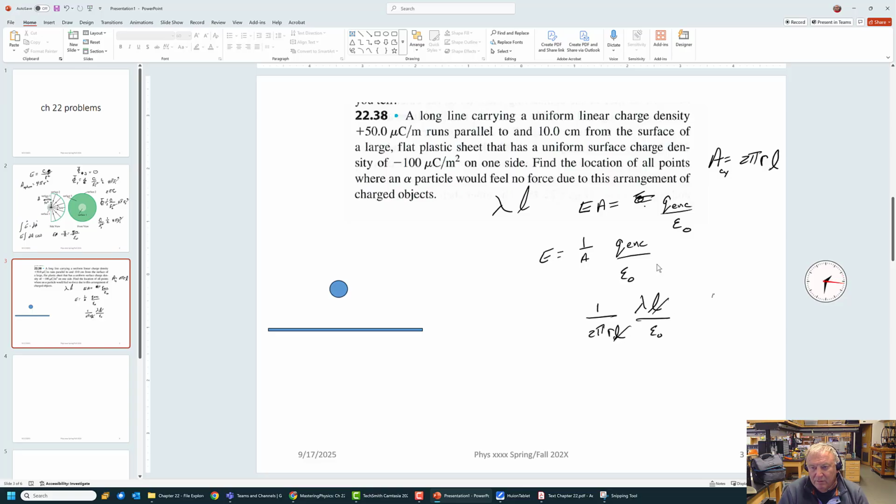So lambda over 2 pi, oops, forgot the r. Okay, and then for a sheet, sigma over 2 epsilon 0, yeah, okay. So that's constant.